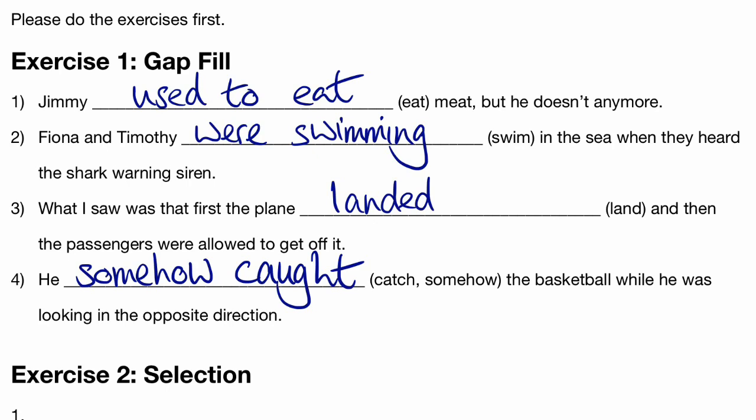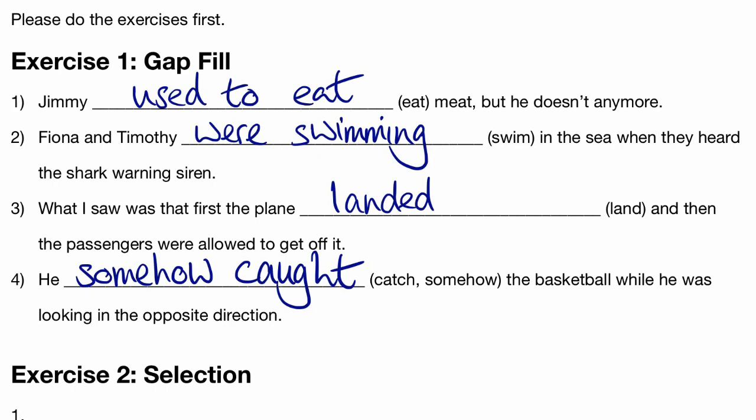Number 3. What I saw was that first the plane landed, and then the passengers were allowed to get off it, and then the passengers got off it. We use the past simple to show that events happened in a certain order. So the plane landed and then they got off the plane.